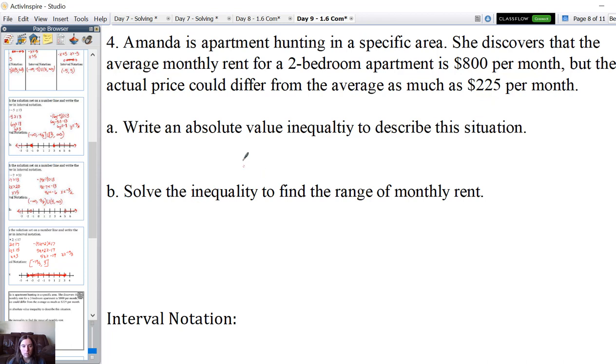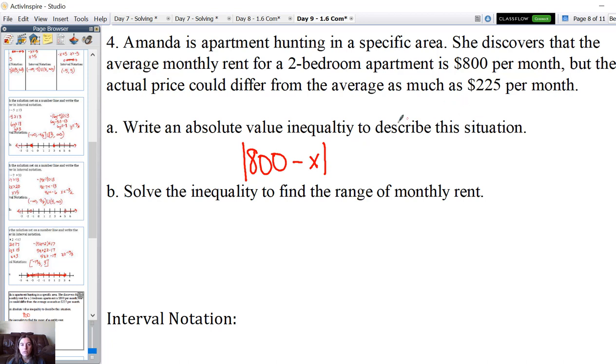So when we set this up, we're going to start with our average. And we know we're possibly differing by 225. So what we're going to subtract is going to be the potential for the lowest amount that she'll spend and the highest amount. So we're going to call that one X. And all of this is going to go in our absolute value.